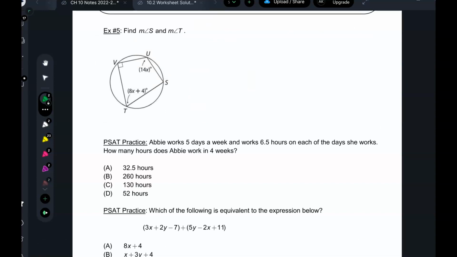Yes, all you have to do. Their opposite angles are not congruent. These are not parallelograms.